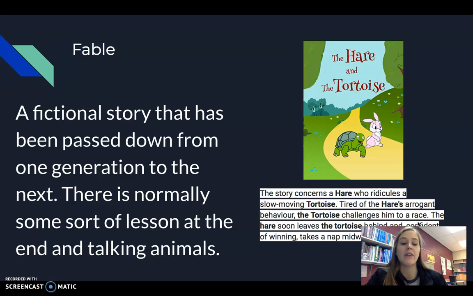In this story, we have a hare who ridicules a slow-moving tortoise, and tired of the hare's arrogance, the tortoise challenges him to a race. Now, if you've read the story, you know eventually that the tortoise does win, and it teaches us the lesson that hard work always pays off. Never underestimate your competition. So it does fit into the fable category. Right now, please go fill in your fable notes.